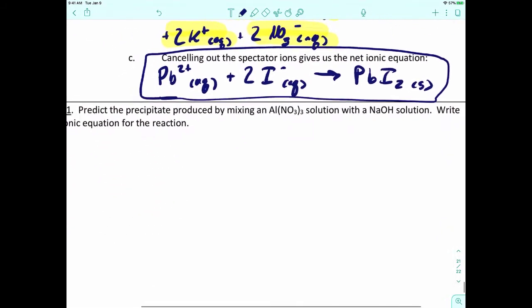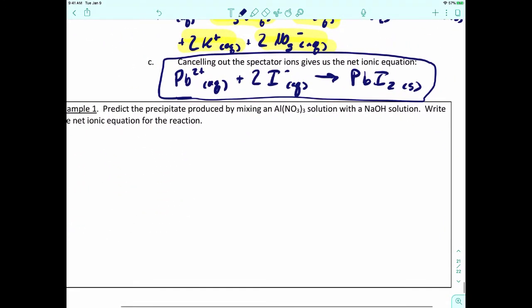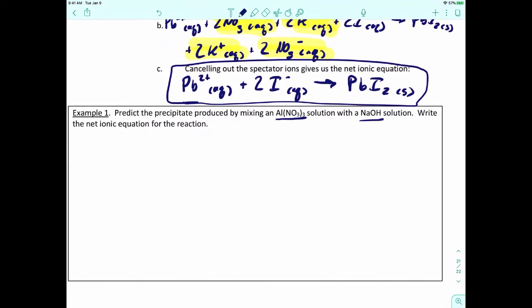All right, so let's try a problem out. Predict the precipitate produced by mixing an Al(NO3)3 solution with an NaOH solution, and then write the net ionic equation for this reaction. The way we're going to do this, we have to predict the products of this reaction. So here we go. We've got Al(NO3)3, and we're told that this is aqueous. Okay, and this is going to react with sodium hydroxide.